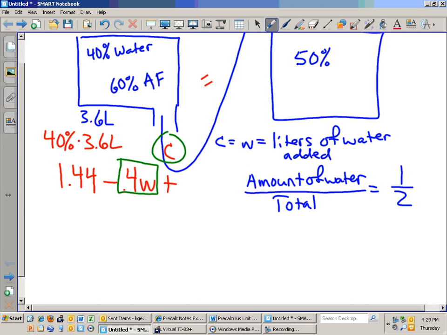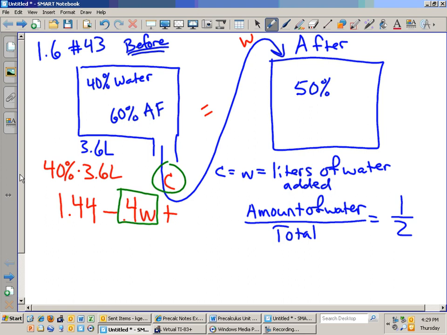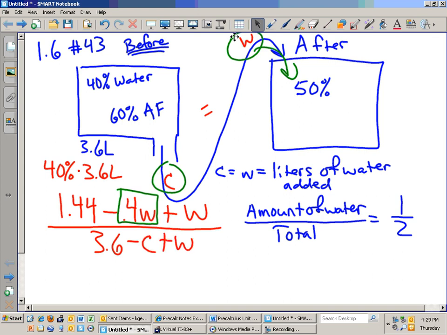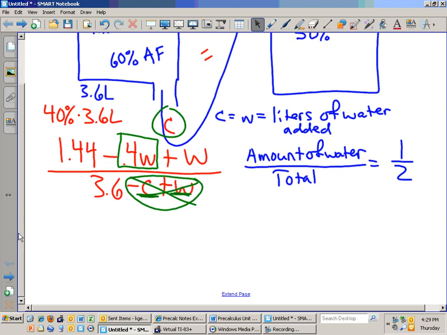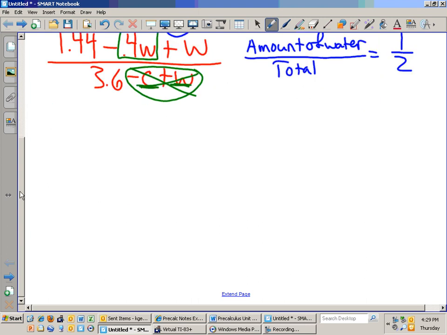Plus, I'm adding stuff back in. I'm taking this water and putting it in, and it's 100% water. So I'm going to add W, 100% water, divided by the total amount. Well, there was 3.6, and we subtracted some coolant, and then we added some water. Remember, coolant and water are going to be the same amounts. The amount of coolant we drop out is equal to the water we put in. So that's a wash. It just goes away. So let's work with this equation, and we can solve it.